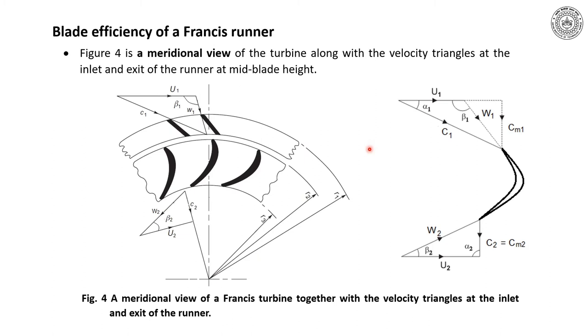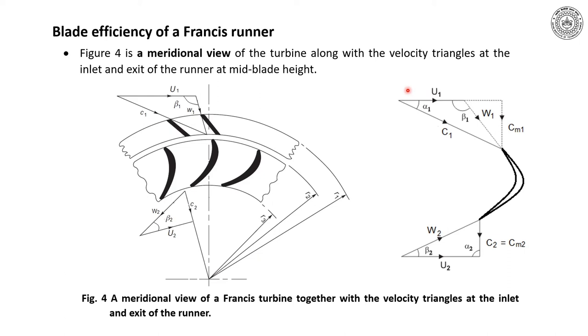I have taken a blade, which is the meridional section of the blade, and thus I have indicated here U1 plus W1 would be equal to C1, and beta1 is the relative inlet angle, alpha1 the absolute inlet angle. So one can imagine here CM1 and C theta 1. CM1 is the meridional velocity at inlet, and C theta 1 is the swirling component at inlet.